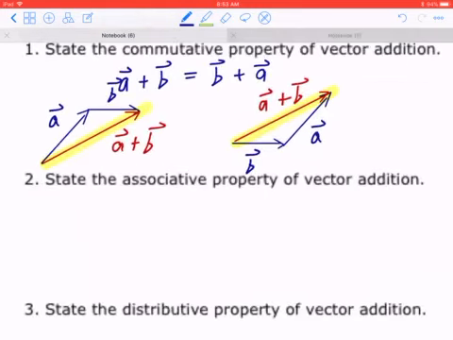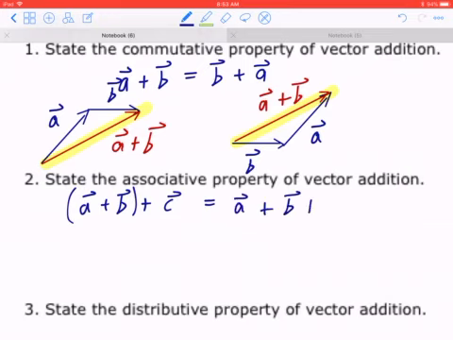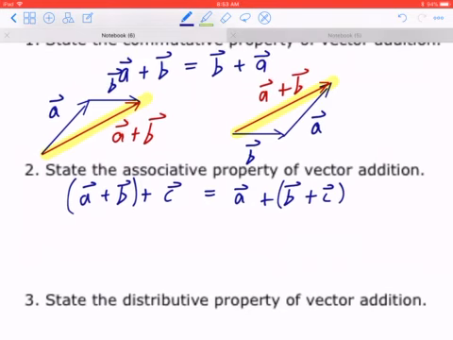So in this case, we're adding three different vectors, A, B, and C. And the point we're trying to make here is that if you add A and B first, then add C, this is the same as saying adding B plus C, then adding A on top. And again, I want to demonstrate this graphically.